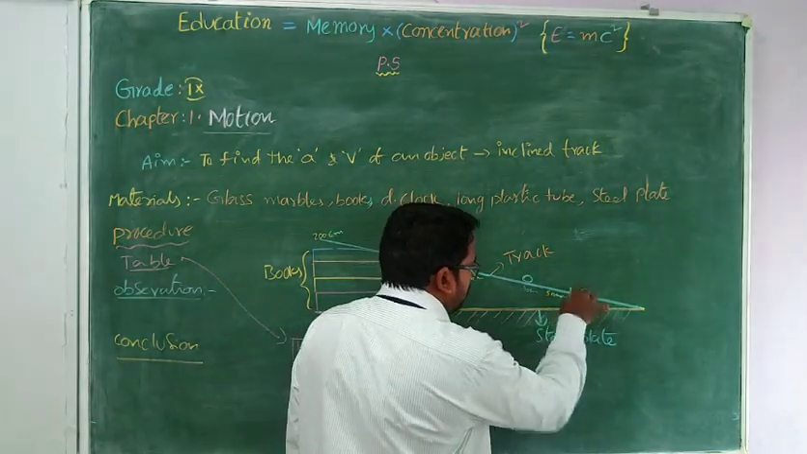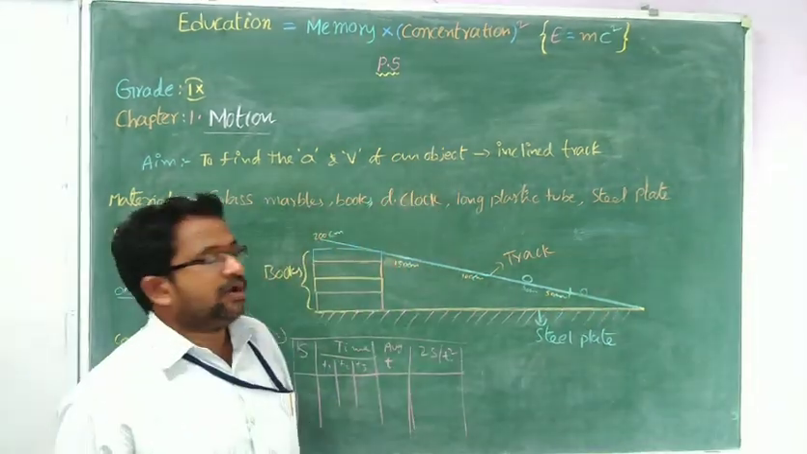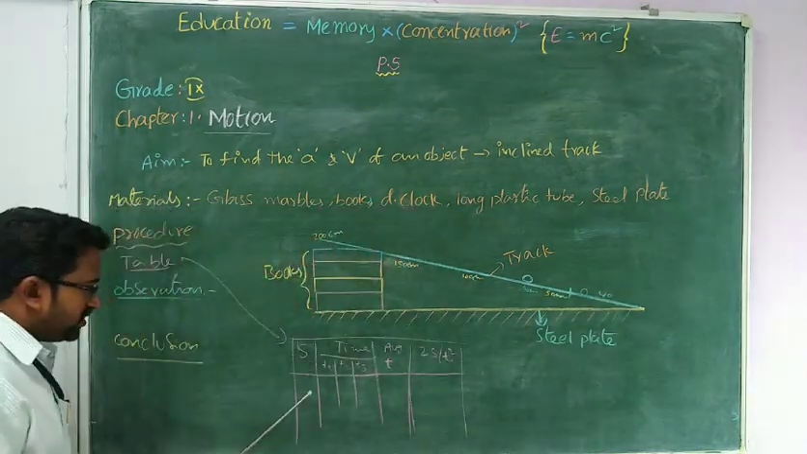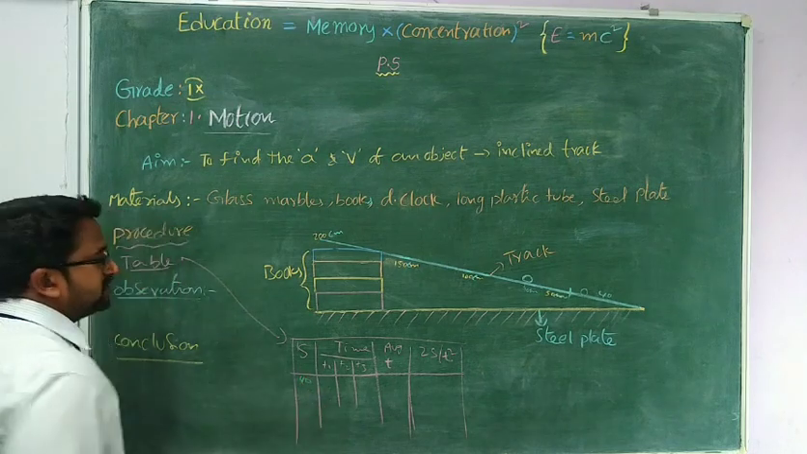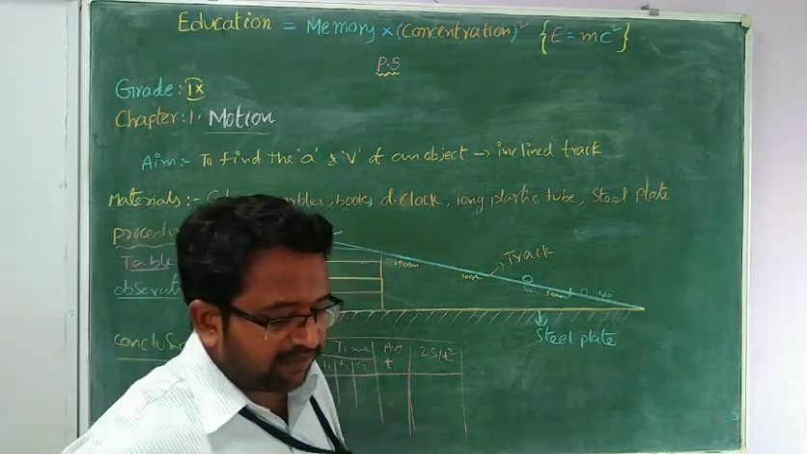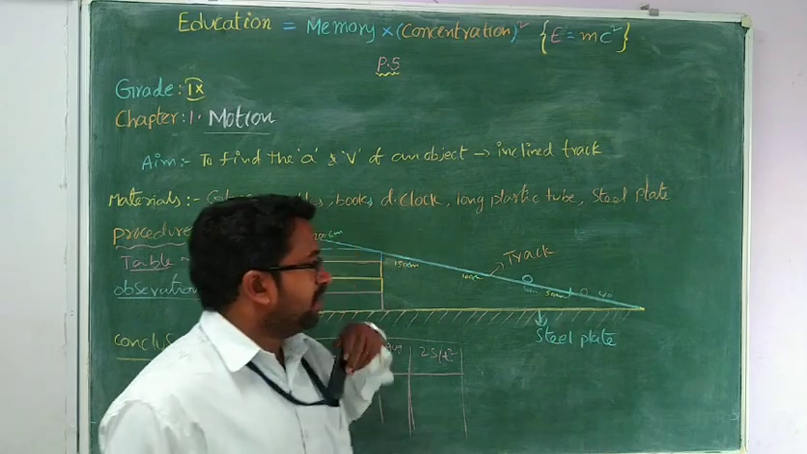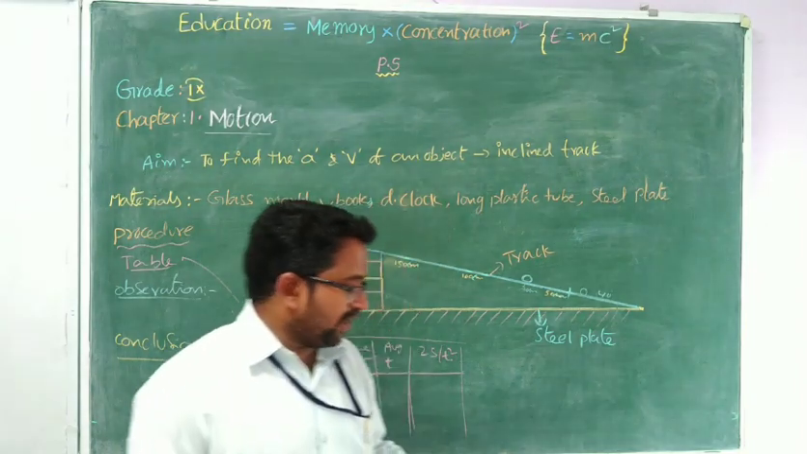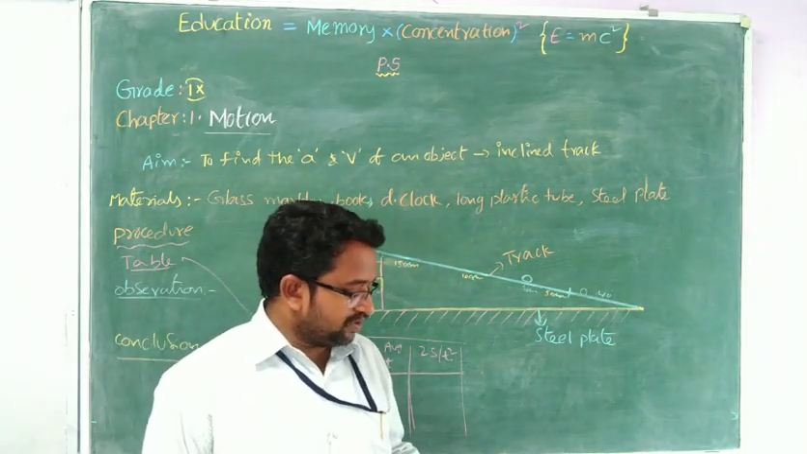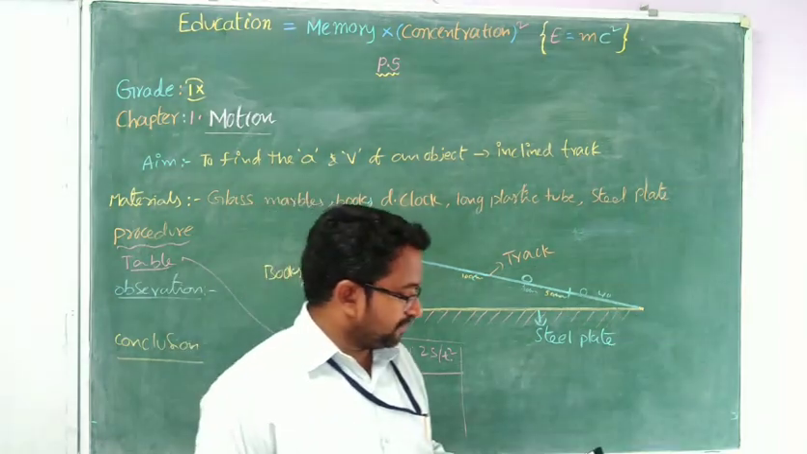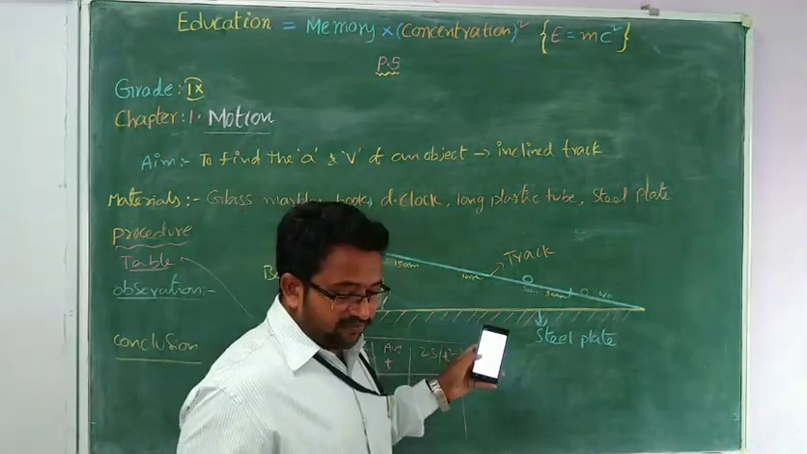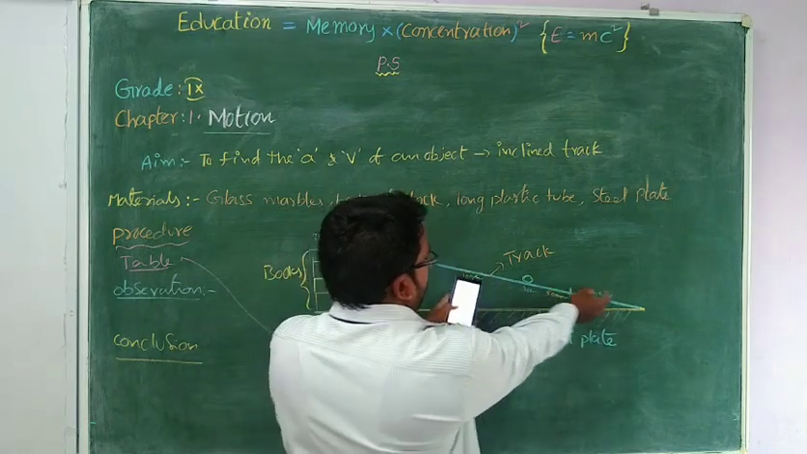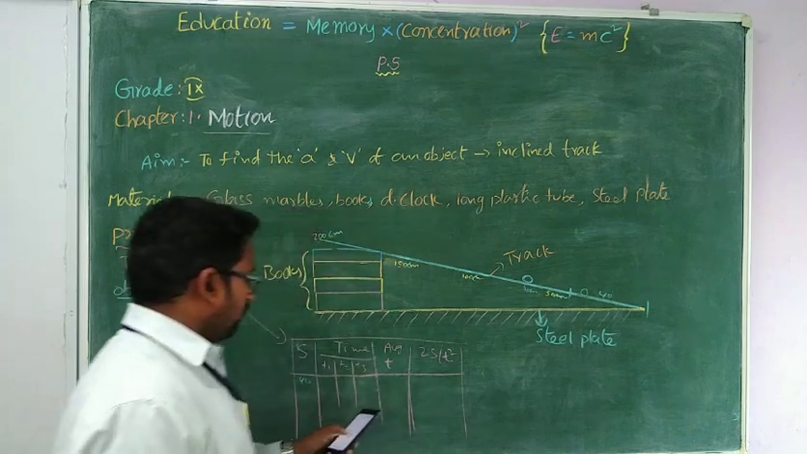So first you have to start with 40 centimeters. You know the distance, the s value, which is 40 centimeters. But don't forget, at the same time when you release the marble, you have to use the digital clock. Both have to be used at the same time. When you release the marble, you start the clock, and you have to measure the time it takes to reach the ground.